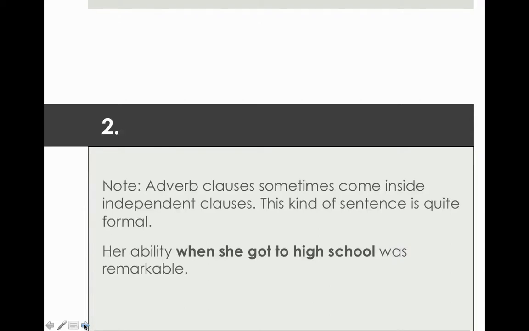Adverb clauses sometimes come inside independent clauses, and this kind of sentence is quite formal. Her ability when she got to high school was remarkable.